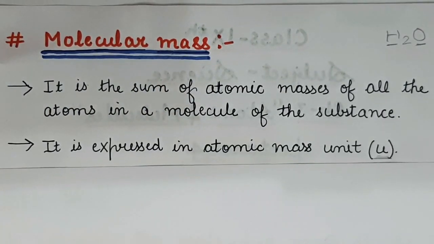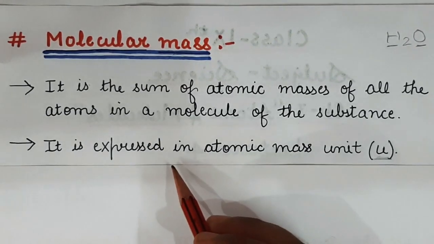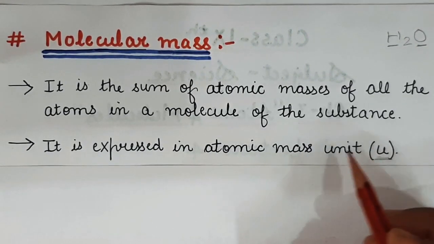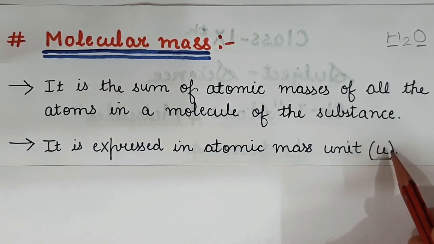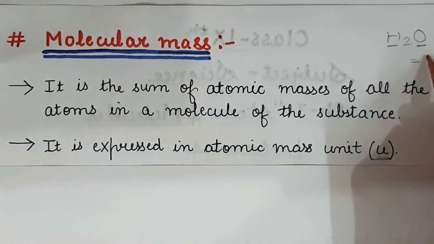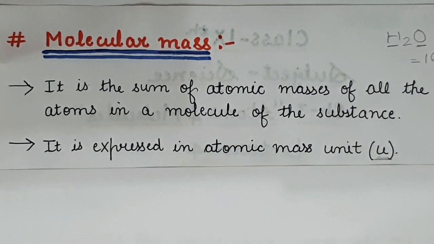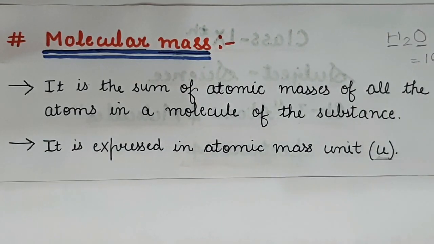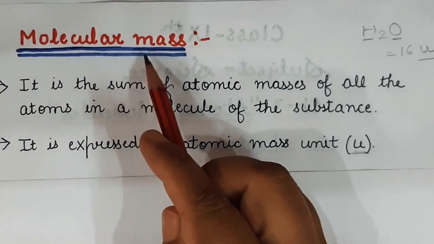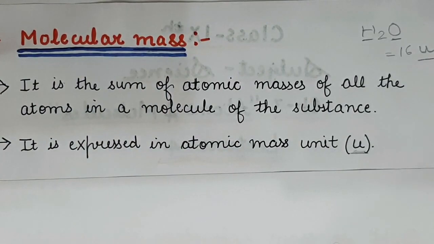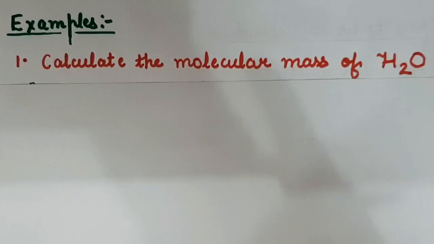Okay, now this molecular mass, it is expressed in atomic mass unit. What is the unit? That is U. So whatever the answer you get, suppose it is 16. So answer is 16 U. Okay. That U represents the unit of molecular mass. Now let us try with some of the examples.